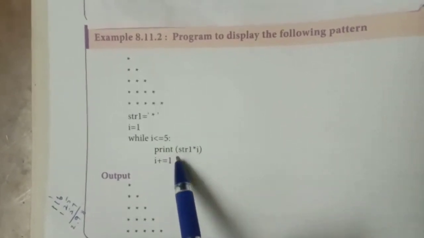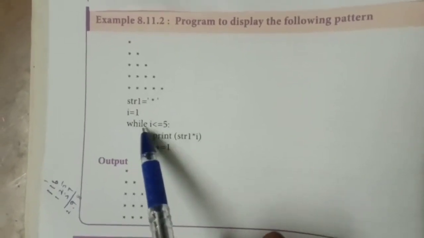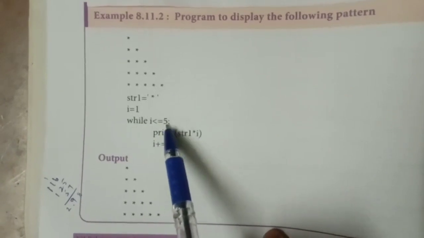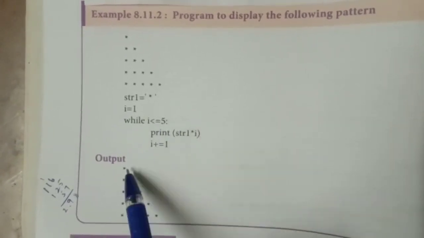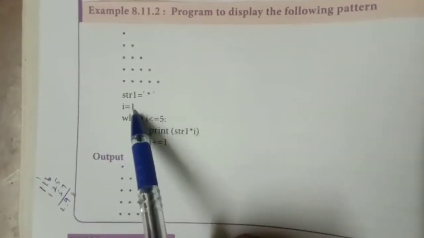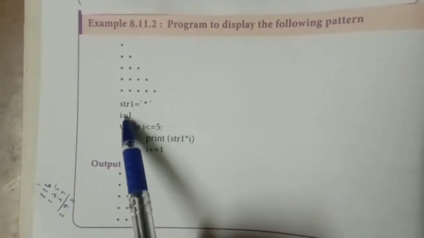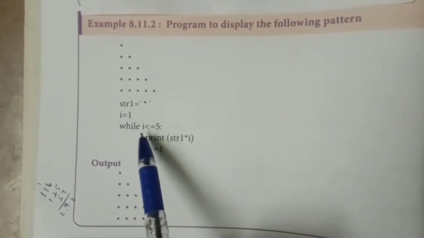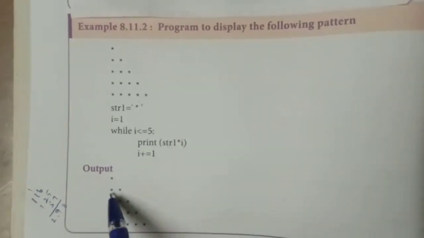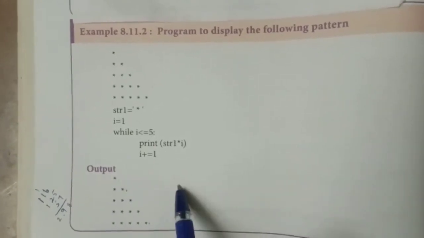So when you execute this program, it will come inside the while loop and check the condition. 1 is less than or equal to 5. If the condition becomes true, asterisk will be printed one time. Then for the second loop, the I value changes to 2, that is I plus equal to 1. 2 is less than or equal to 5, the condition becomes true, asterisk will be printed 2 times. This is the way of printing the pattern.